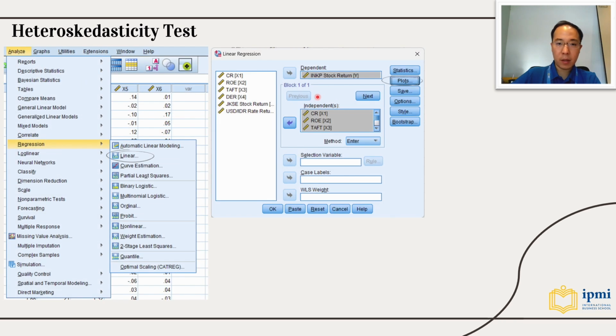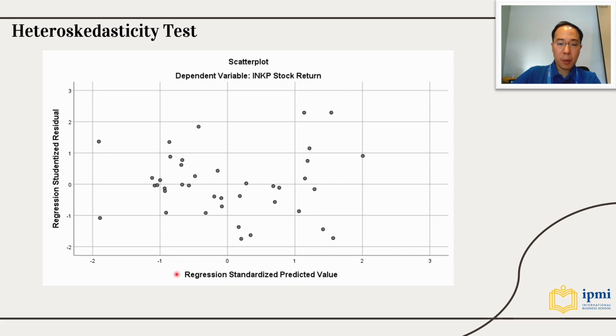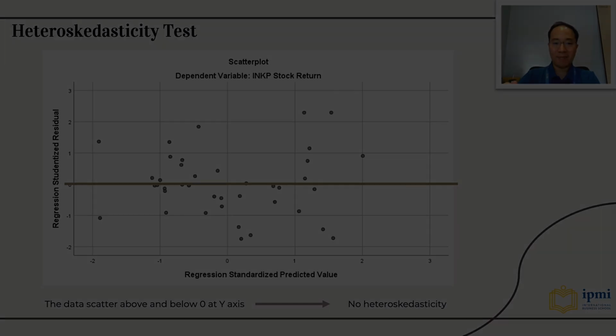Same, Analyze, Regression, Linear, and then one dependent, 6 independents. This time you click Plots. And then same as the normal distribution test, you put SRESID in the Y and ZPRED in the X. Click Continue. This is the pop-up result that will appear. If you look at the line from zero, you need to ensure that all 40 data points are scattered around it, whether above or under this line. That means the data shows no heteroskedasticity, which means we also pass our third assumption test.